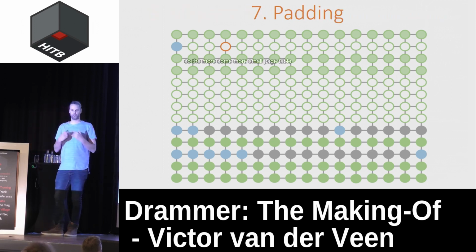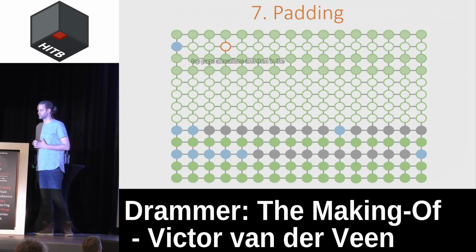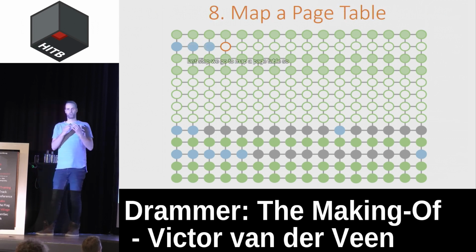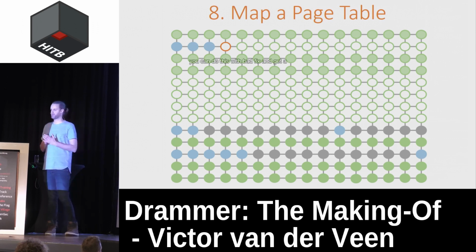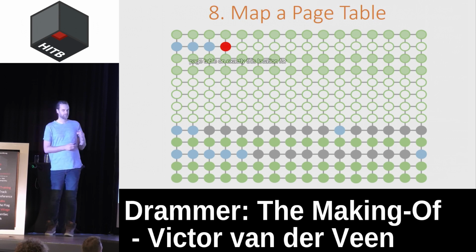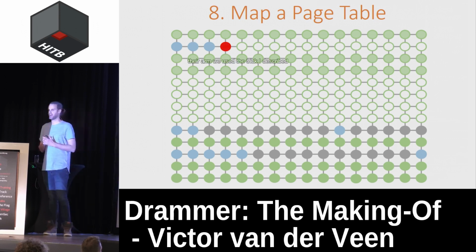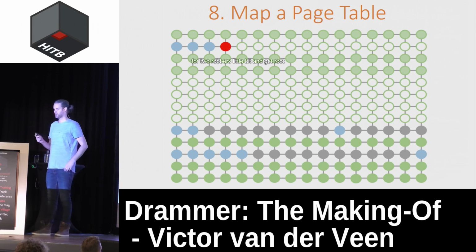Then we do some padding, so we do some more small page allocations. And then in the last step, we're going to map a page table. You can do this with map fixed and get a page table on exactly this location. From there on, we use the trick I described before: do row hammer, flip a bit, and get root access.